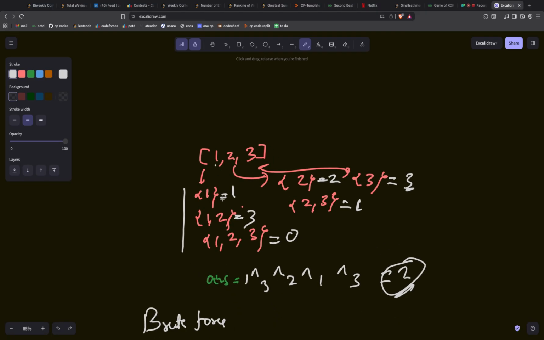Now, the value of each subarray is given by the bitwise XOR of all the elements in that subarray. So that would be here 1. This would be 1 XOR 2, that is 3. This would be 1 XOR 2 XOR 3, that is 0. This would be 2, 2 XOR 3 which is 1, and 3.